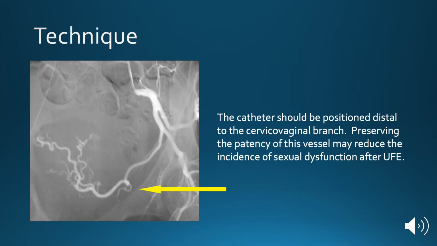Once the catheter is in place within the uterine artery, we typically perform an angiogram to help refine the catheter position prior to embolization. We are looking for the cervical vaginal branch of the uterine artery because it's desirable to place the catheter distal to that branch. The reason why we do that is we want to avoid non-target embolization into that branch because preserving patency of this vessel may reduce the incidence of sexual dysfunction after fibroid embolization.